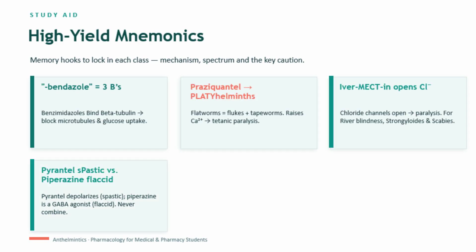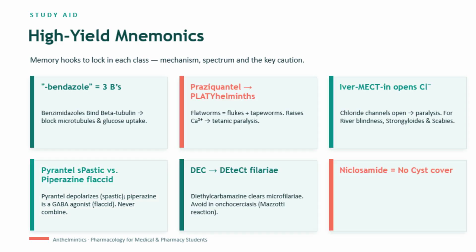Before we wrap up, let me hand you some memory hooks to lock all of this in. For the benzimidazoles, think 3Bs, they bind beta-tubulin. For praziquantel, remember it targets platyhelminths, the flatworms, both flukes and tapeworms. For ivermectin, the MECT sitting in the middle of the name reminds you it opens chloride channels, and it treats river blindness, strongyloids, and scabies.